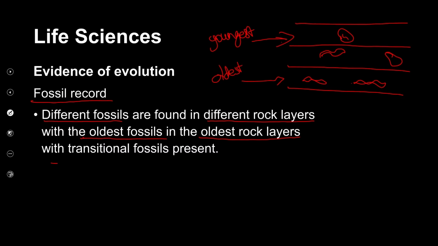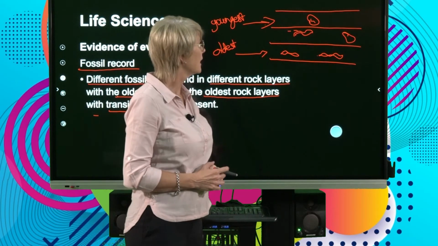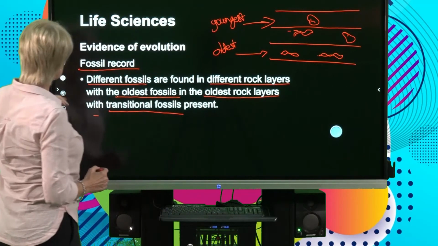And very often we also find transitional fossils. We might find that between these fossils and these fossils in this layer, there was another layer of fossils that are transitional. Those transitional fossils would have some characteristics that are common with the fossils found in the oldest layer, as well as other characteristics that may be common with fossils found in a later layer. All right, so that is the fossil record.